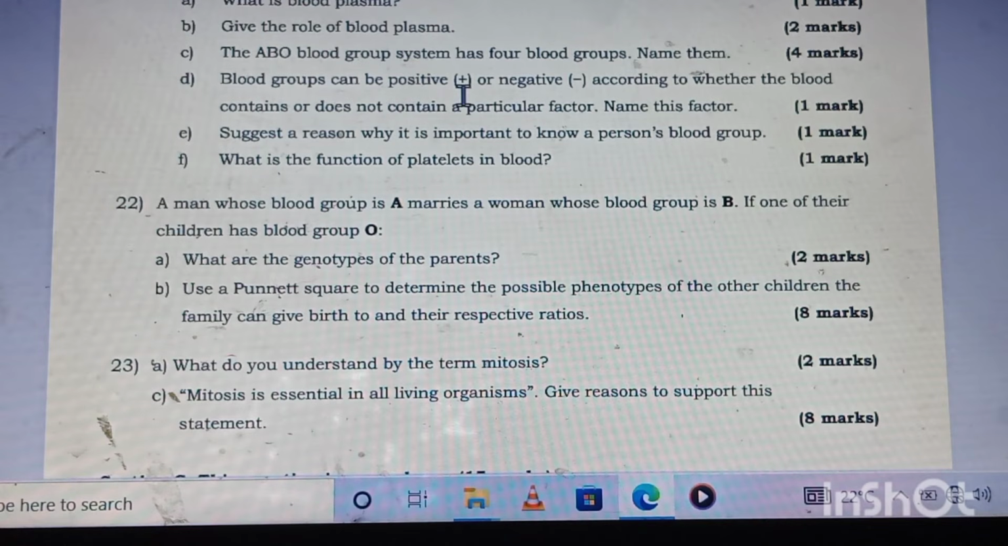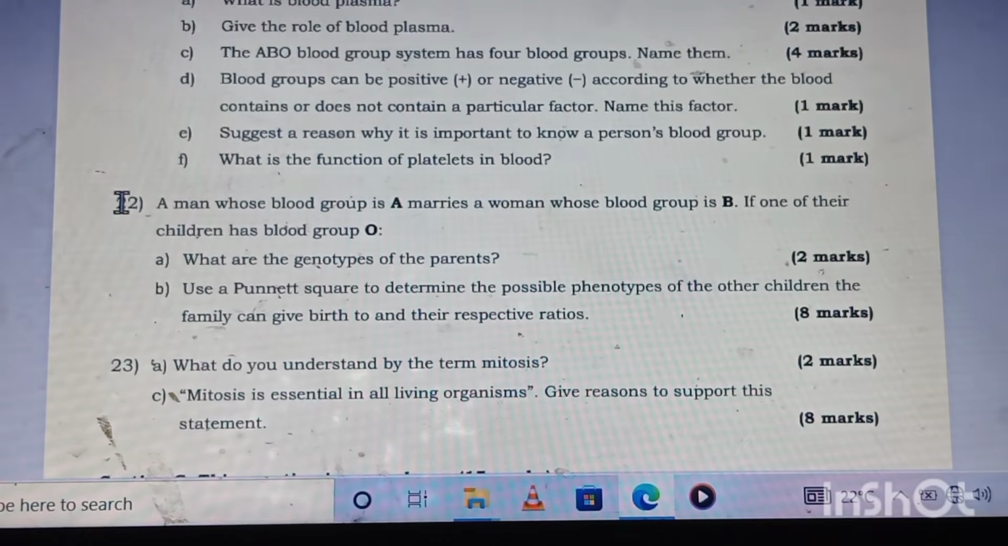Blood group can be positive or negative according to whether the blood contains or does not contain a particular factor. Name this factor. That factor is what you call Rhesus. Suggest a reason why it is important to know your personal blood group. It helps us especially in blood transfusion. F. What is the function of platelets in the blood? They are involved in what you call blood clotting. Remember, for here you must attempt to see a question. You choose the best one.